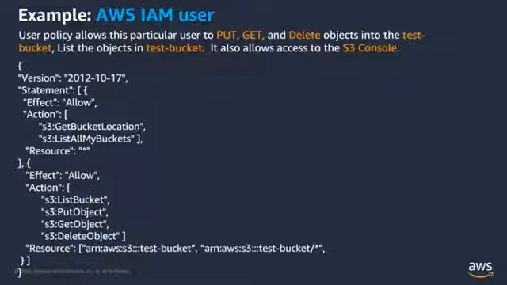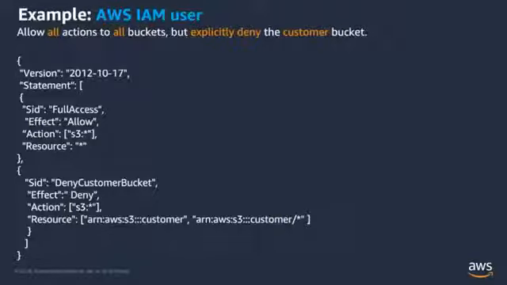Now the second statement here has effect, allow, action, S3 ListBucket, S3 PutObject, S3 GetObject, and S3 DeleteObject. ListBucket is a bucket-level operation, and those other three are object-level operations. So our resource is then test-bucket and test-bucket/*. The test-bucket without slash and star is the bucket level, so that's for the ListBucket, which goes against the bucket, and the others go against the objects.